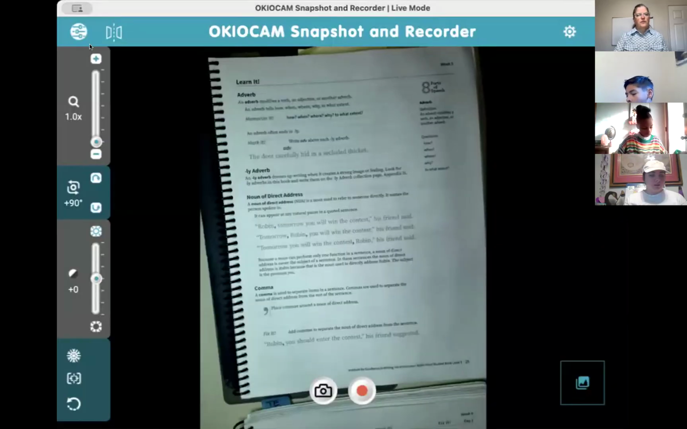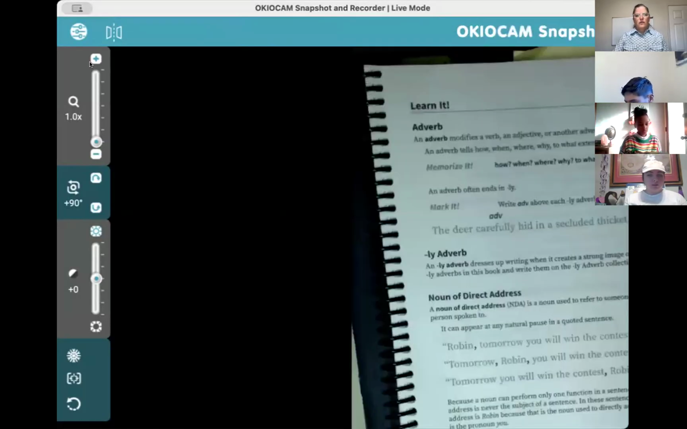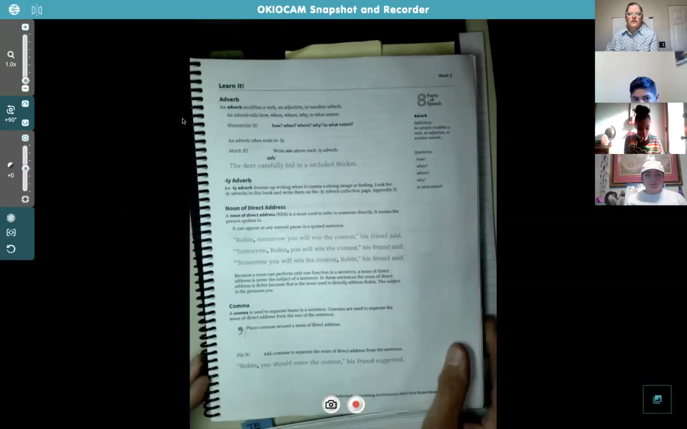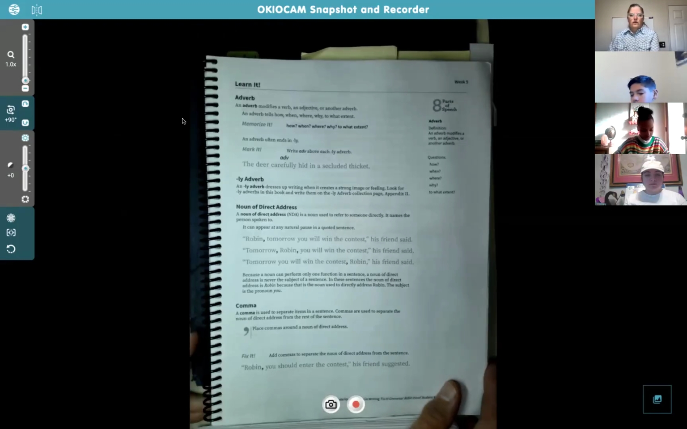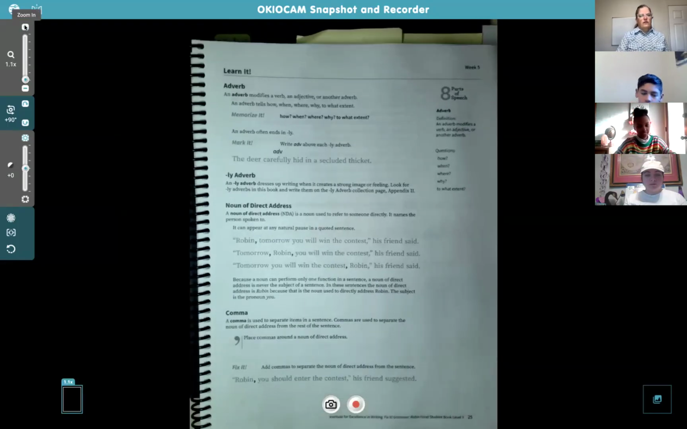Page 25 is where we're at in the grammar book. 25. And we're talking about adverbs today. You guys know about those. You've been using those for a while now. So this will be a quick little lesson.